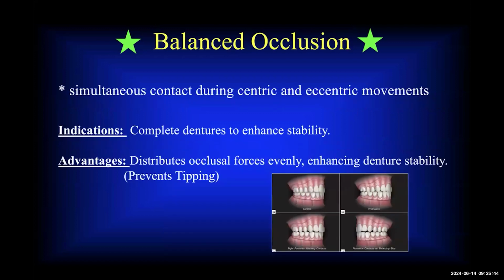And then the third is what we call balanced occlusion. And balanced occlusion basically is what it says, it's balanced. So during centric and eccentric movements, you will have contact of all the teeth. This is most commonly used in dentures. We all learn this in dental school. And why? Because then you don't get the tipping of the prosthesis, and it enhances stability. So balanced occlusion is usually indicated for removable prostheses. And we'll talk about that at the end, how it relates to overdentures.